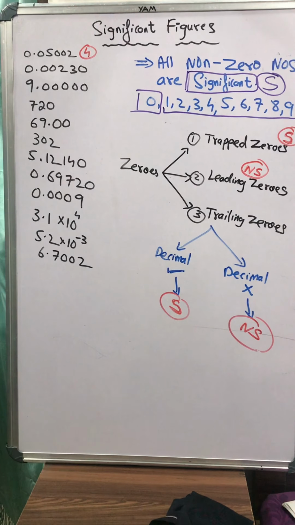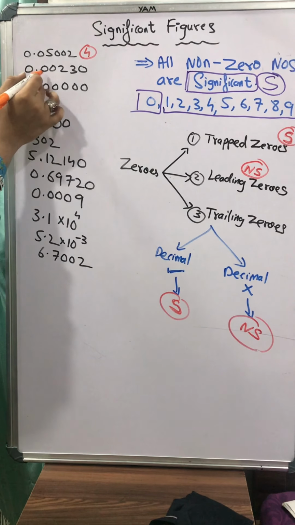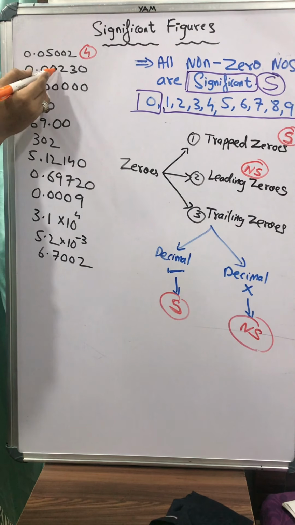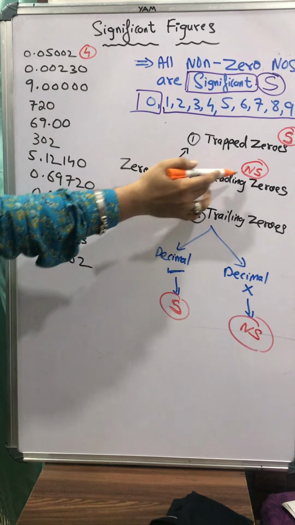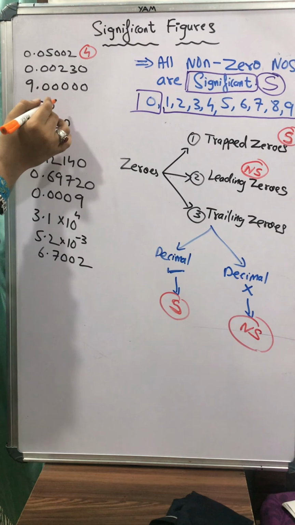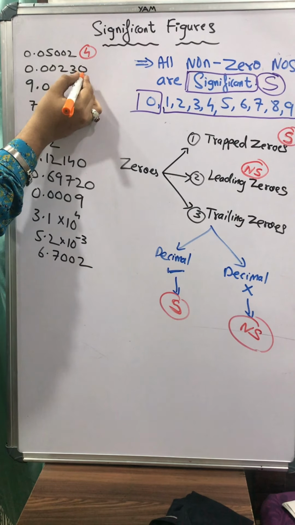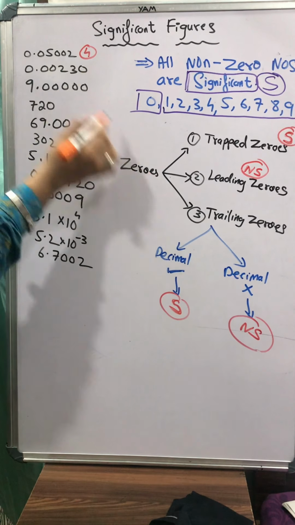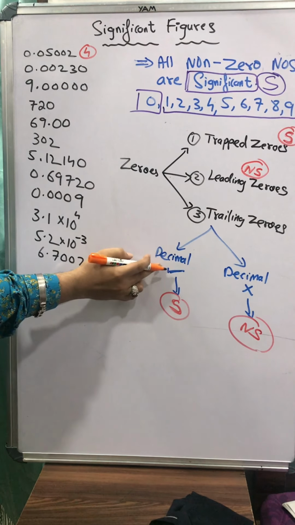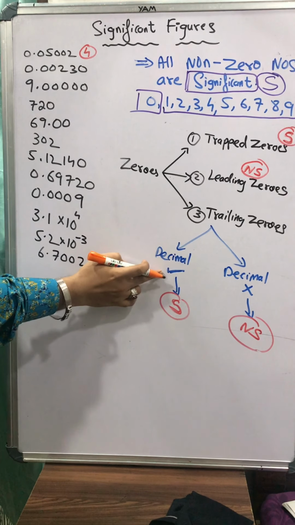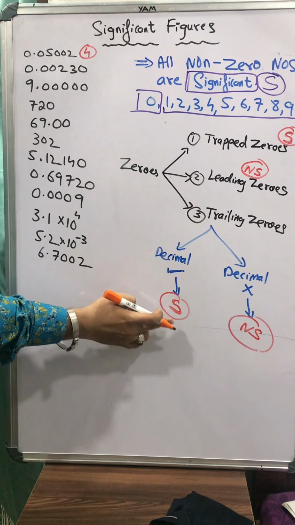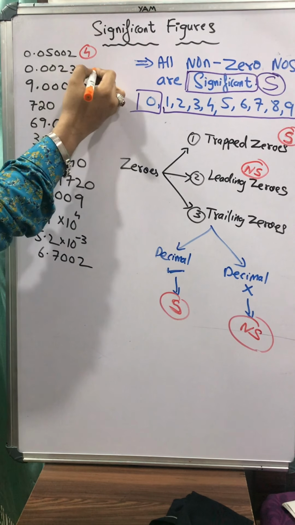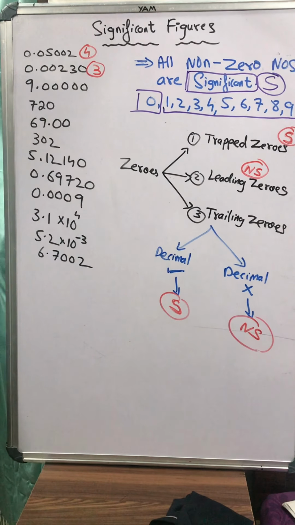Okay. Next, 0.00230. Now, students, I see here these 3 zeros are leading zeros. Leading zeros are non-significant. Okay, but I can see one zero here, a trailing zero. After 2 and 3, we have a trailing zero. And then we need to see whether we have a decimal point or we don't have. But here we have a decimal point. So that trailing zero will be considered as significant. So this zero will be counted. So 1, 2 and 3. Here we have only 3 significant figures.